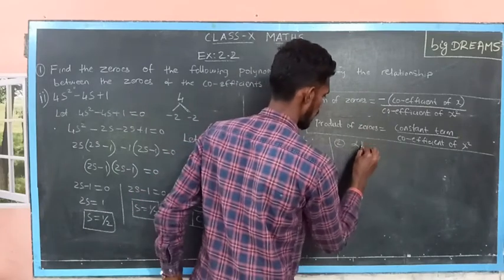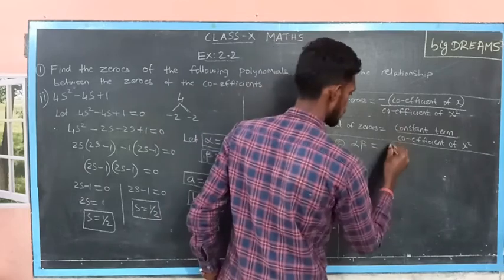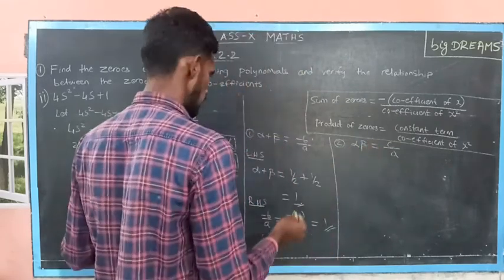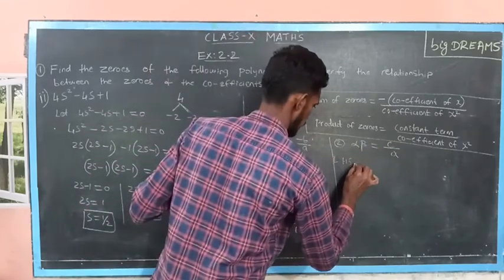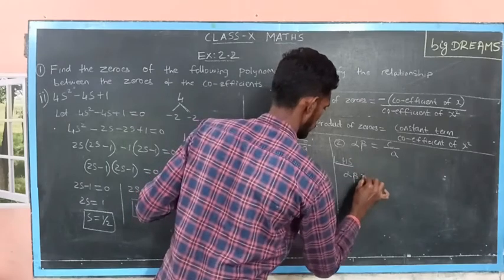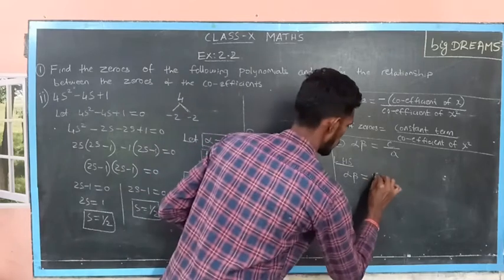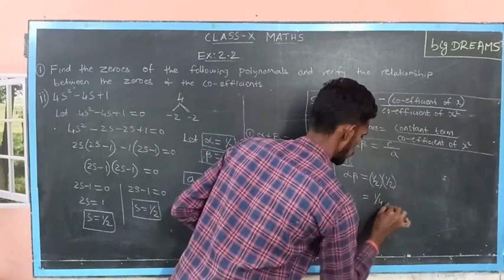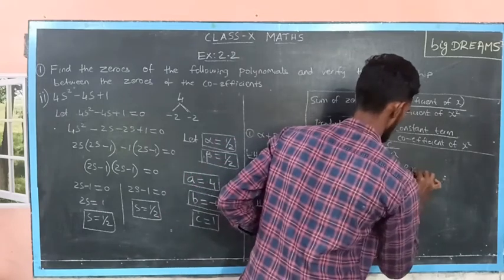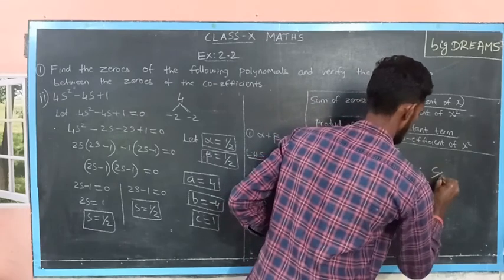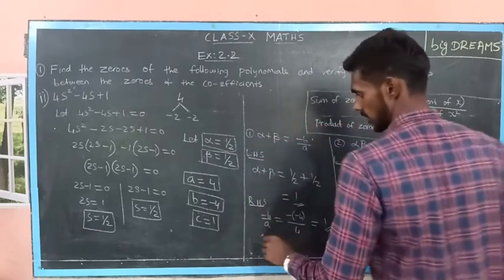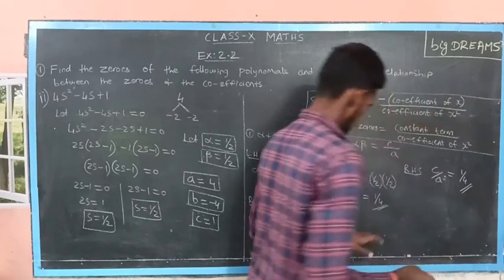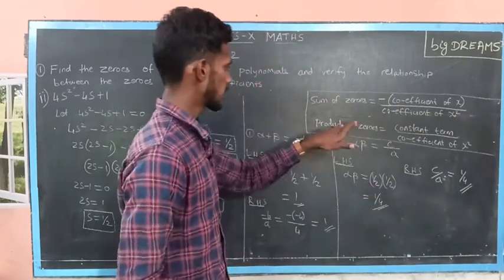Then consider the second condition. Product of zeros, that is alpha into beta, is equal to the constant term c by the coefficient of x square, which is a. Substitute the values. Considering the LHS, I will get alpha into beta. Alpha value is 1 by 2, beta value is 1 by 2. So, 1 by 2 into 1 by 2 gives 1 by 4. Then RHS, c by a. c is 1, a is 4. So, c by a gives 1 by 4. Thus LHS is equal to RHS, second condition is also verified.